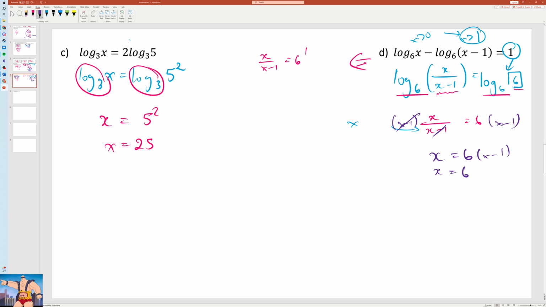Obviously, let's open up the brackets. 6x minus 6. Isolate for x. Let's bring the 6 over. So then we get 5x is equal to negative 6. X is equal to negative 6 over 5 as our final answer.